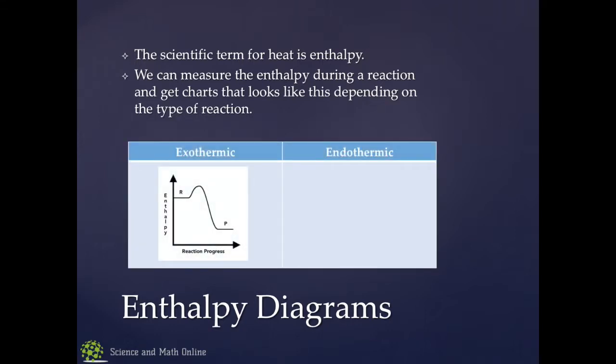So exothermic reactions, I say, go downhill because they're giving off enthalpy. You know that where it starts off here and where it ends, so it gives off heat. So it gives off this much heat. That's how much heat it gives off. Okay, so that's an exothermic reaction. It's going downhill. It's giving off energy.